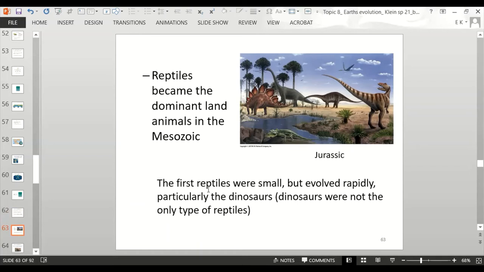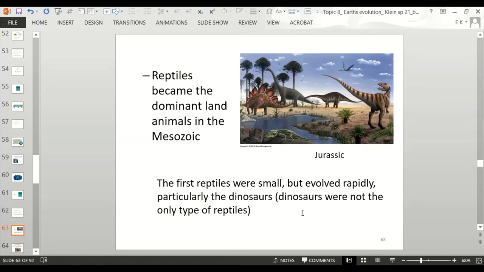And this is a representation of the Jurassic period. So the first reptiles were small, but evolved rapidly. Now again, rapidly in geology means it's a long time period, but in geology, it could be considered rapid. Okay, so a couple of millions of years could be considered rapid, for example. So keep that in mind where it says rapidly. So particularly the dinosaurs evolved rapidly.